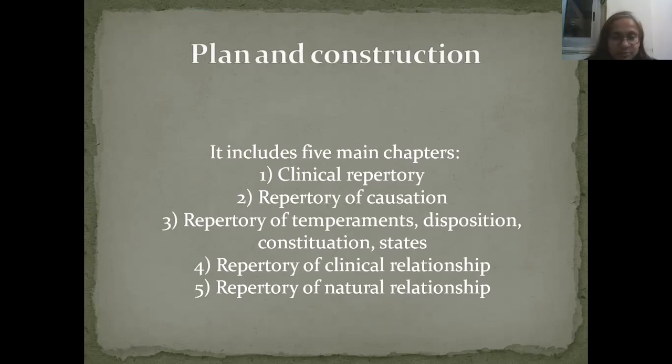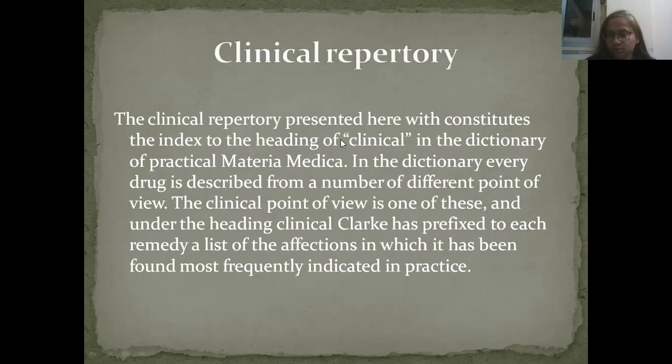It includes 5 main chapters. One is the clinical repertory, then the second chapter is the repertory of causation, where all the causes are listed, then the repertory of temperaments, disposition, constitution, states, and then the fourth chapter is the repertory of clinical relationship and the repertory of natural relationship, where all the interrelationships of the remedies are listed in a natural order. But today we will talk about the first three of them, which I have used very often, and I'll share with you how I used it.